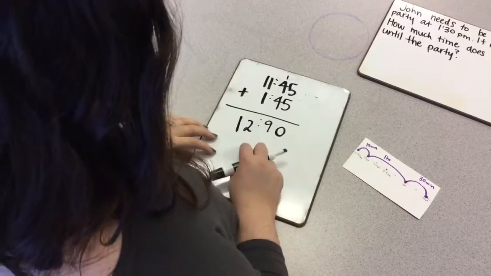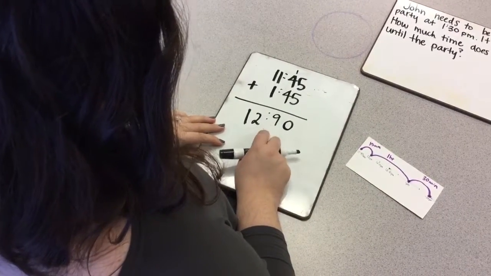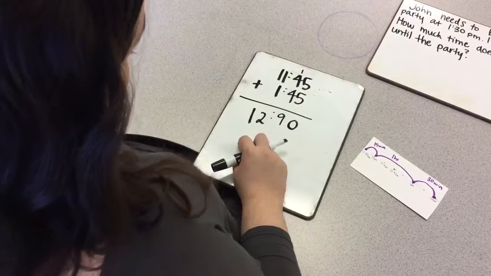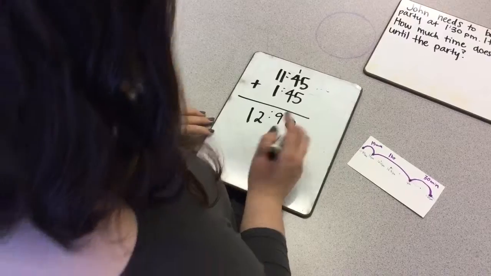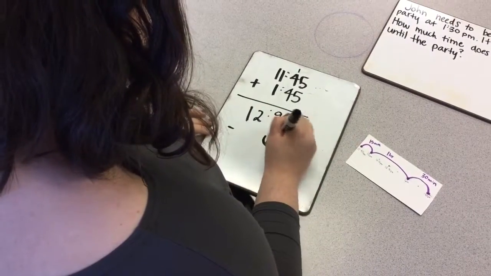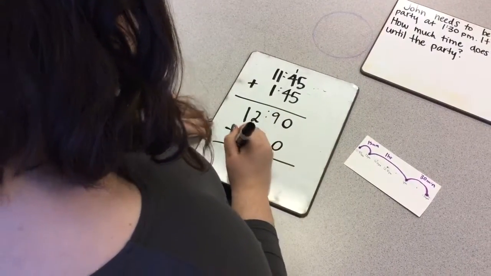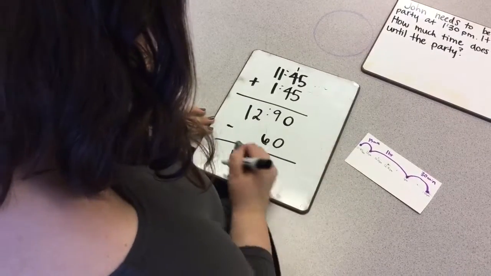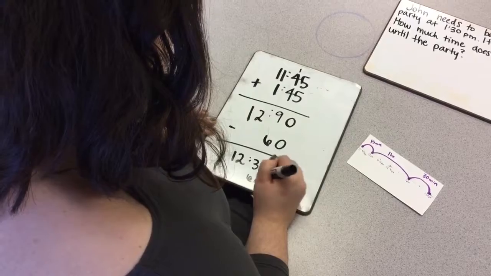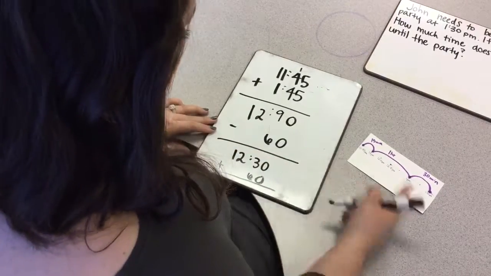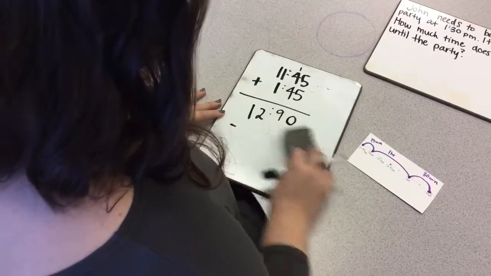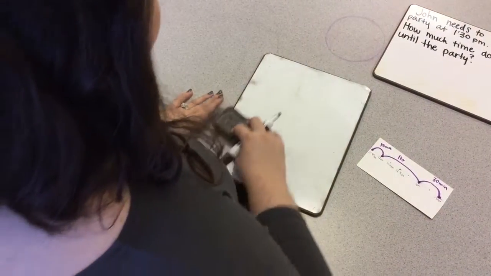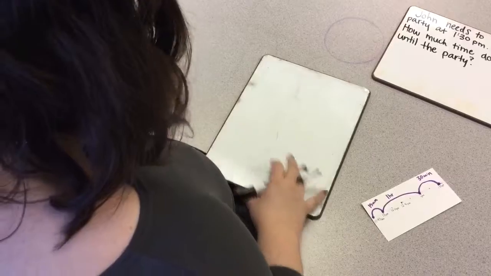So what they would need to understand is that once you reach 60, you regroup an hour instead of leaving it in 90. So you would have to subtract 60 minutes, and then you would get 12:30, and then you have to add that hour back. So you would add 60. So then you would get 1:30. So students just really need to understand that time is in base 60, and they need to understand that concept.